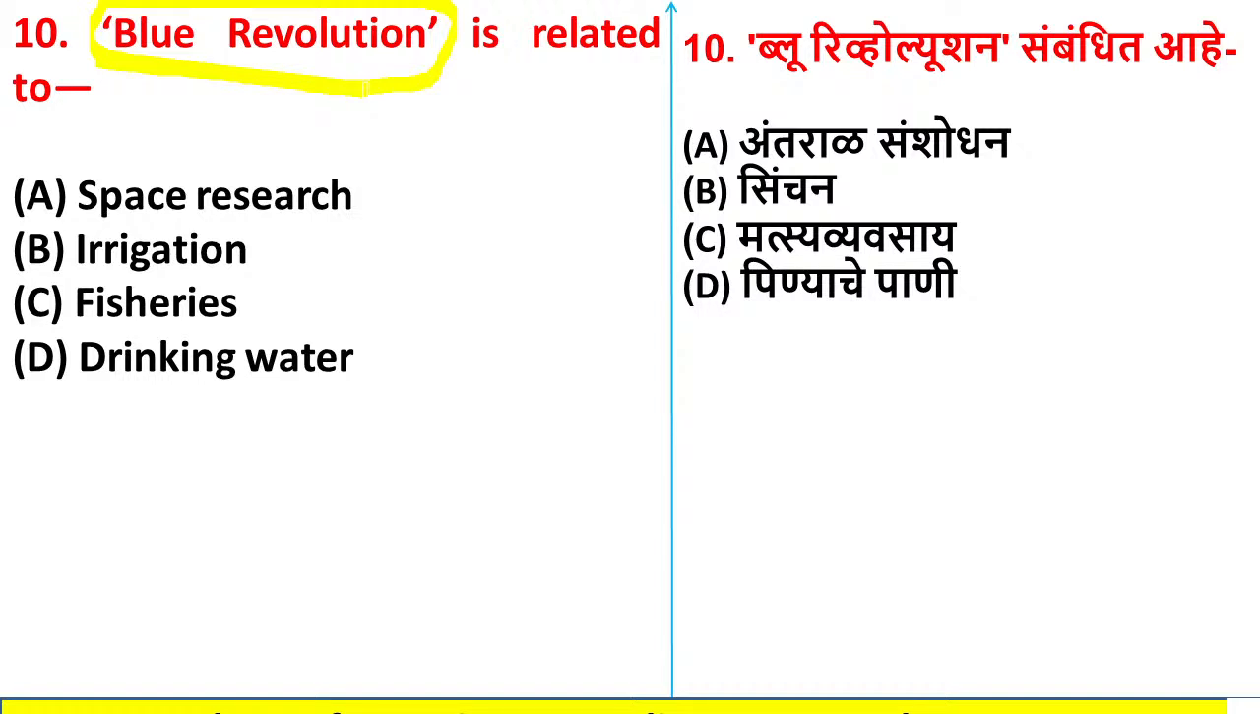Yes, here Pooja is saying option C. Divesh is saying option C. Rasika, Namrata, yes, we have studied about the blue revolution in our primary education only. Why is Pragati saying D? Pragati, will you please think once again? Blue revolution.